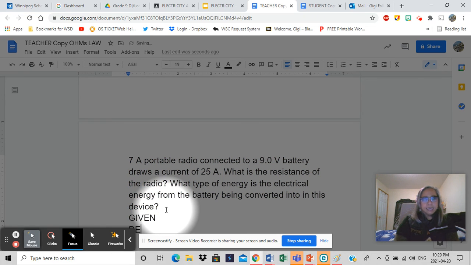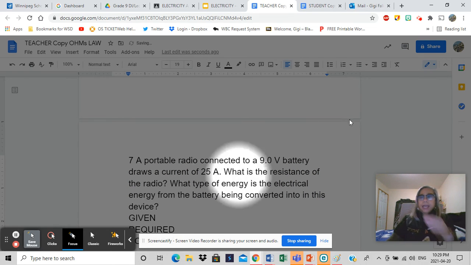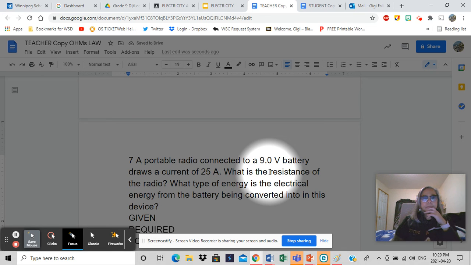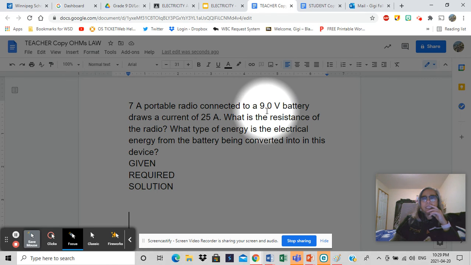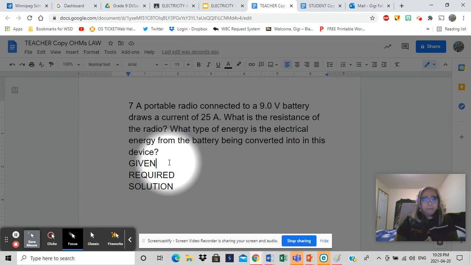Given, don't be lazy, so write on everything again. Given, required, solution. Okay, so let's see what we have here. A portable radio connected to a 9-volt battery. So as always, I said, take note of the numbers that you see here. 9 volt, obviously that would be the voltage, right? So V equals, what's the value? It is 9. So you can have 9 volts or 9.0, the same as the problem here.